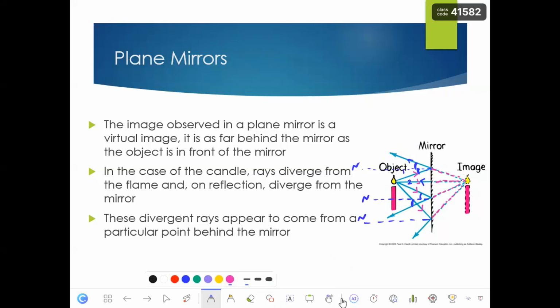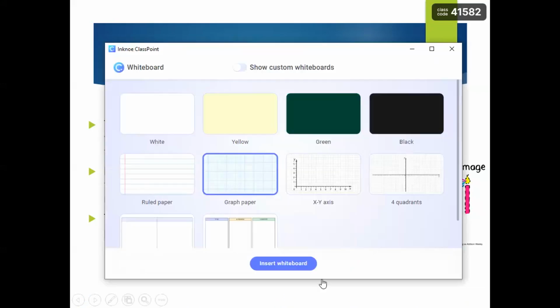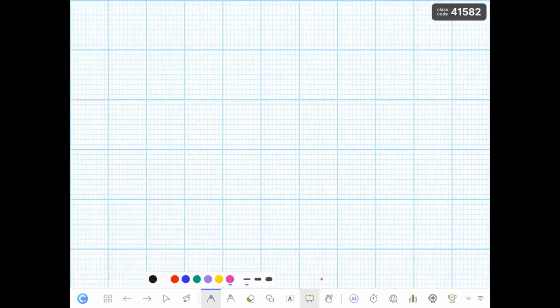So one more time. Again, we have a mirror. If I could draw a good mirror.